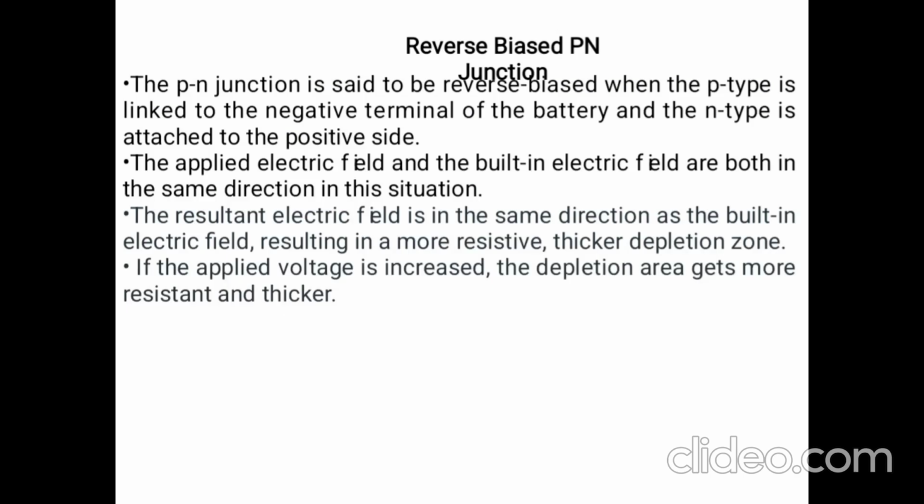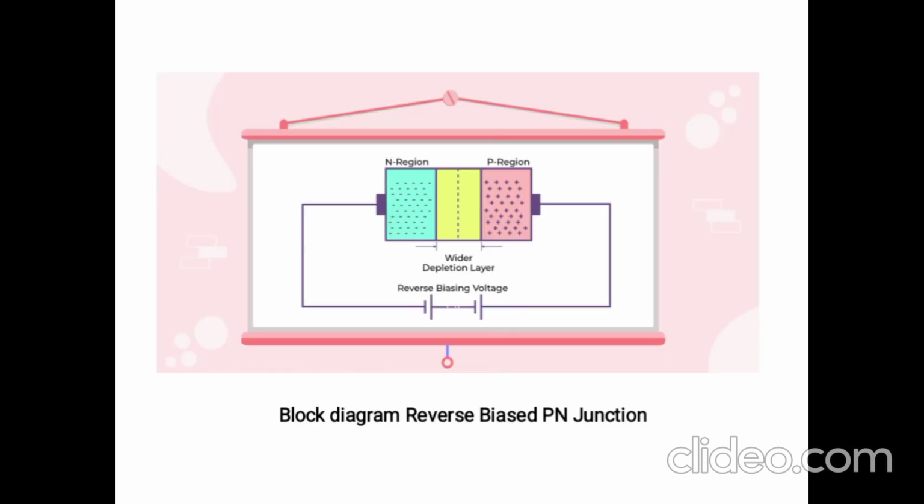Next, the reverse bias PN junction. When the negative terminal of the battery is connected to the P type and the positive terminal of the battery is connected to the N type, the bias applied is reverse bias. During the reverse bias condition, the holes of the P side are attracted towards the negative terminal of the battery and the electrons of the N side are attracted towards the positive terminal.